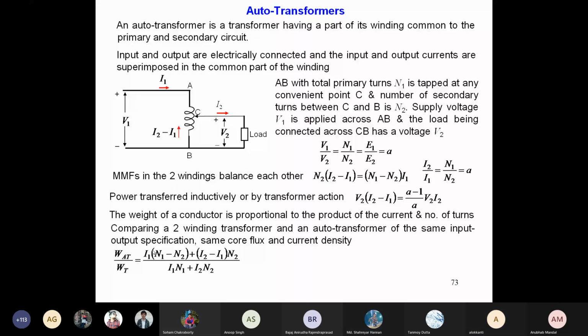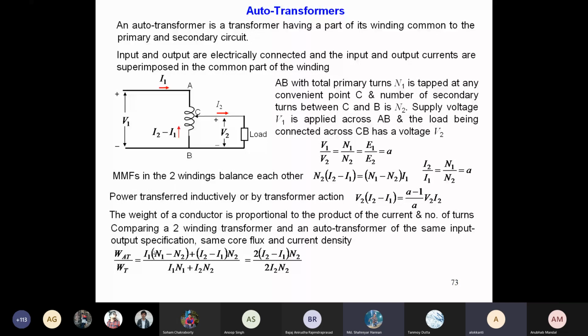So if you compute this, in a two-winding transformer, I1 N1 equals I2 N2. So the denominator basically becomes 2 I2 N2. Similarly, the numerator is basically 2 I2 minus I1 into N2.